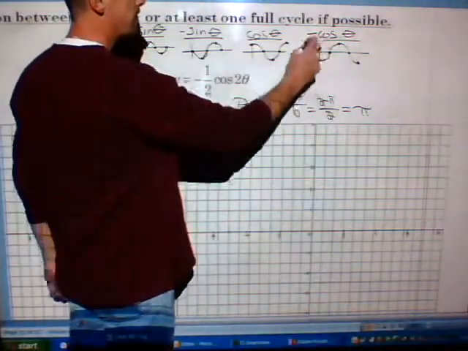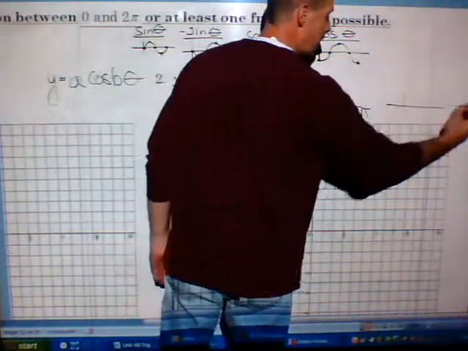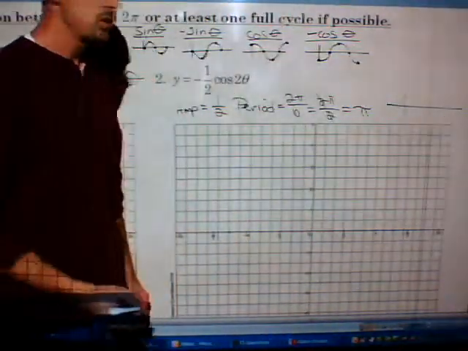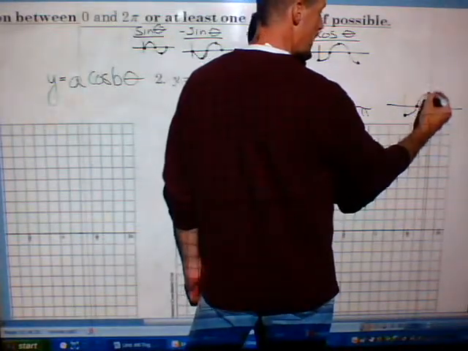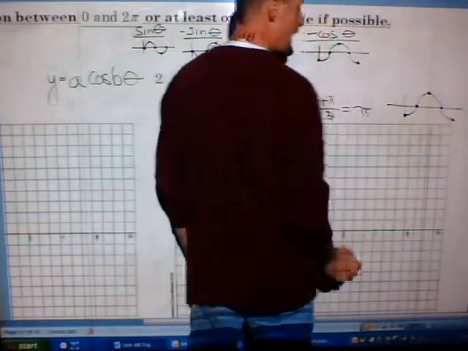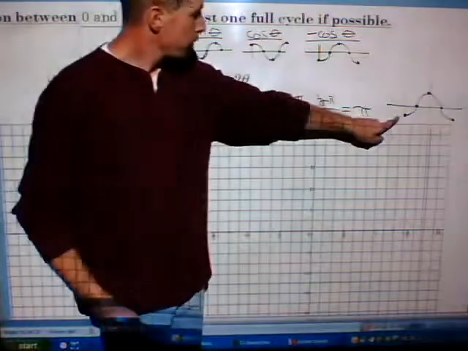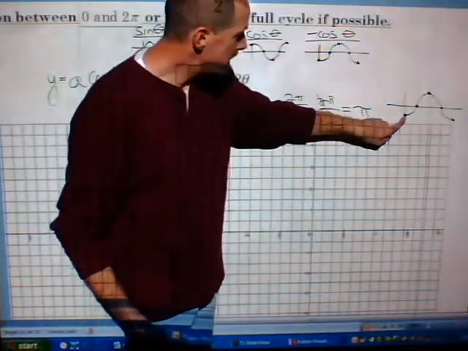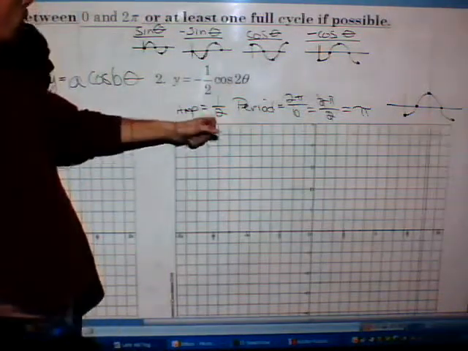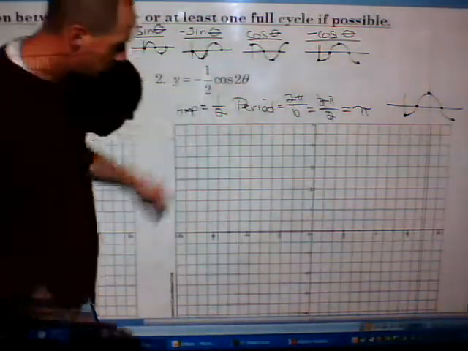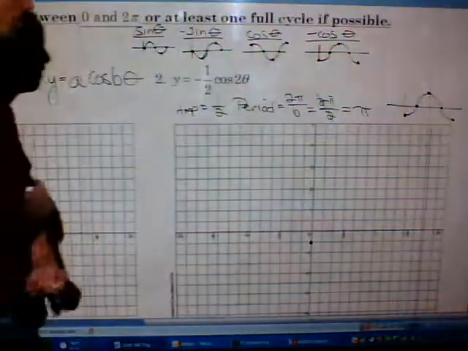So negative cosine starts at a negative and then goes up. So again, I'm going to draw myself a rough sketch here. Starts at negative, goes to 0, goes to a positive, goes back to 0, goes back to a negative. Okay? So our first point we're going to graph is at x equals 0, which is down at negative our amplitude, which is 1/2. So we start at -1/2. Okay? Each block here is a half, so we're going down 1 block.